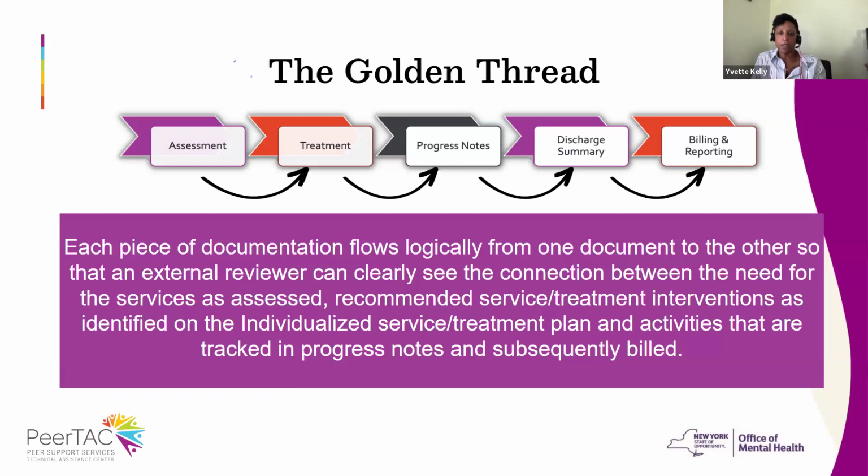And so the reader of the record should see the logical connection between each piece of documentation, beginning with the assessment. We'll walk through these areas, but they should see the connection between what the individual came in for services for, how a plan was articulated to support the needs identified, and then, as the providers are doing interventions, what progress is being made. So basically, all of that should weave together to make a story that is coherent and makes sense and is congruent. And so that's the concept of the golden thread.